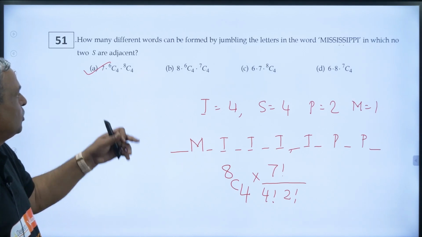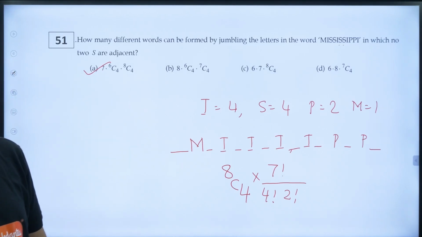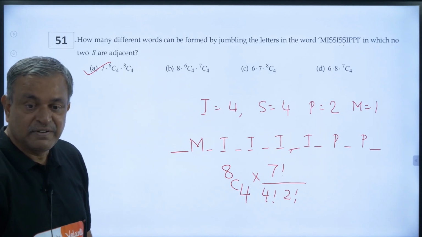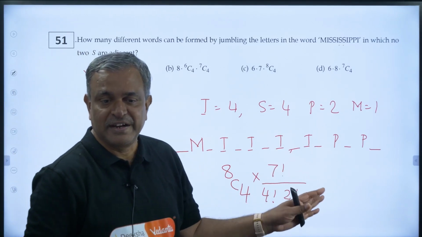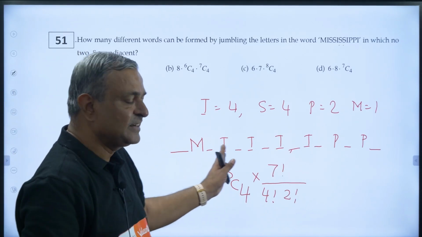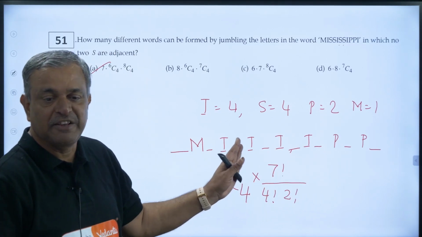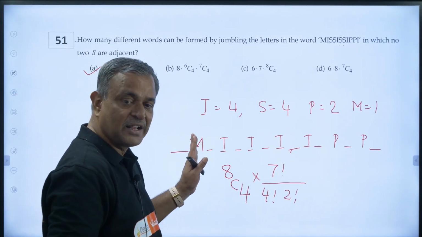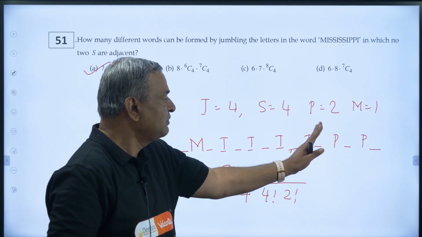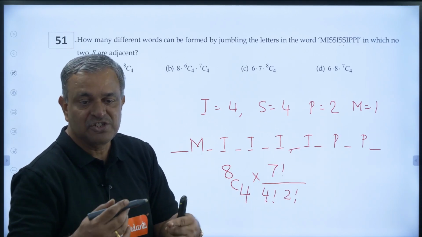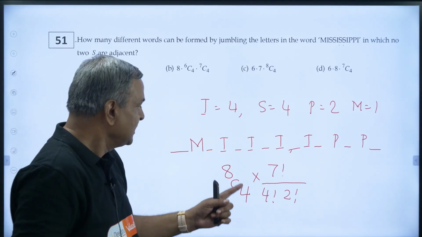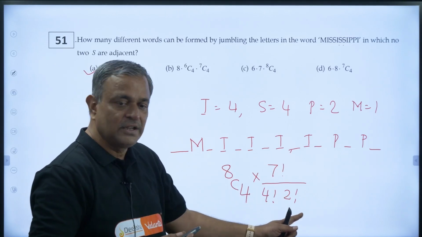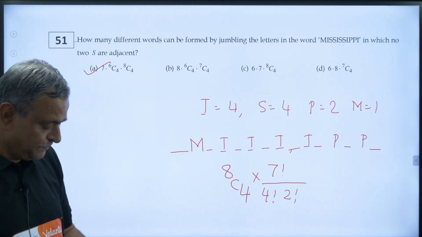8C4, 6C4 into 7. Clear? I repeat once again, S should not be adjacent to each other. So we write like this. There are 8 places to place the S, so that's why 8C4 comes. How many are left? 1, 2, 3, 4, 5, 6, 7. They can be arranged in 7 factorial ways. But repetitions are there, 4 I's and 2 P's repetition is there.